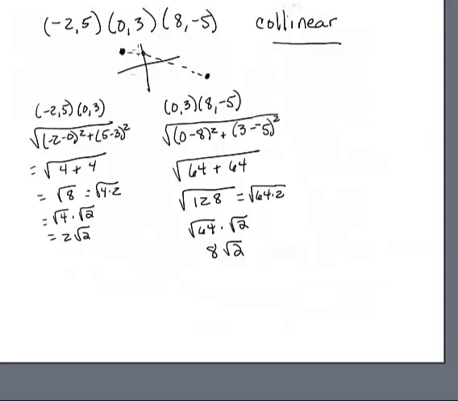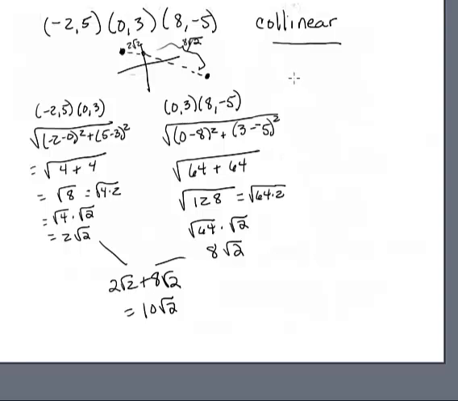Okay, so we've got this distance right here as 2 square root of 2, and this distance right here, 8 square root of 2. So if I add these two together, I will find the distance from beginning to end. 2 square root of 2 plus 8 square root of 2. I get 10 square root of 2. So that should be my answer when I find the distance from beginning to end, if these are collinear, if they're all in the same straight line.